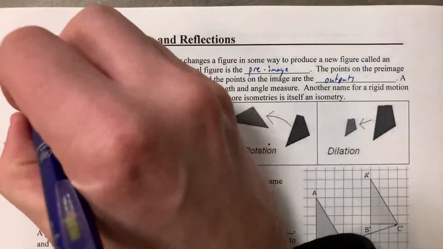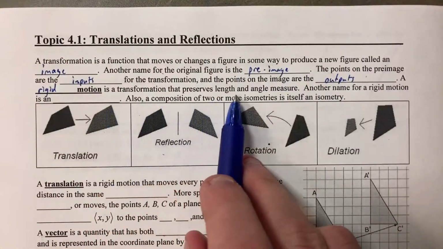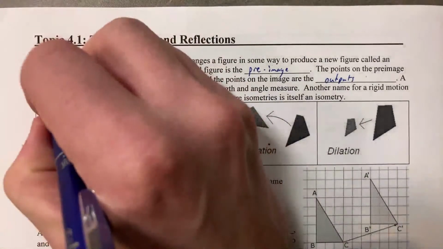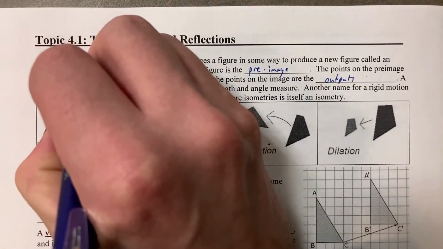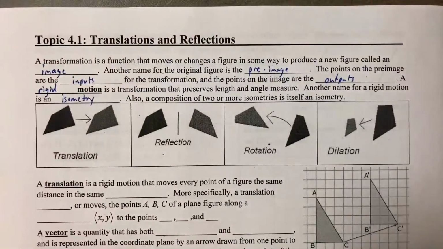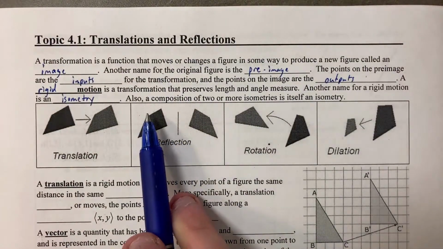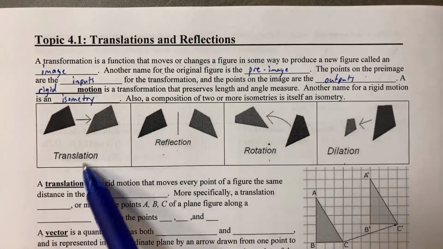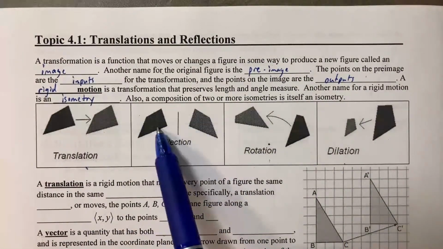A rigid motion is a transformation that preserves length and angle measure. Another name for a rigid motion is an isometry. That's a new word, isometry. And so here are our four transformations: translation, reflection, rotation, and dilation.